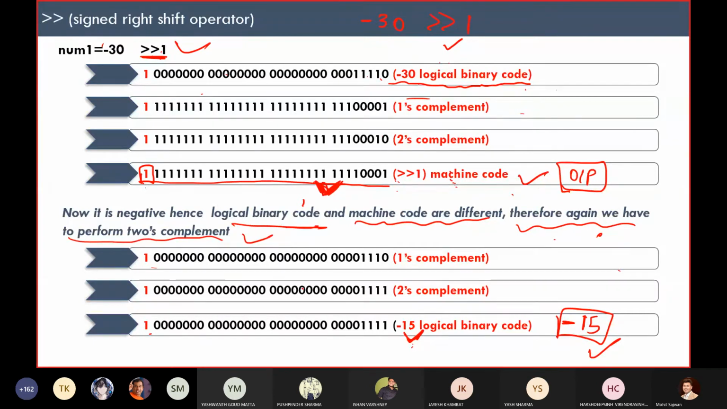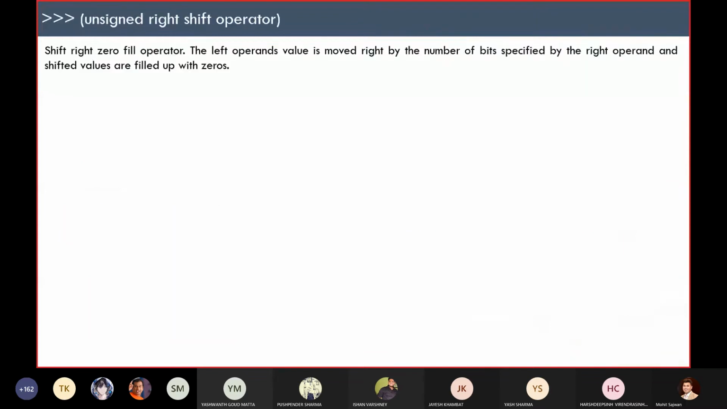And why are we performing 2's complement? Because we just want to understand what this number is. Logically we can understand that minus 30 is represented like this, but in Java it is represented like this. Similarly, this is the representation of a number in Java, but we don't know what this number is. So in order to make this number more understandable, we generally perform 2's complement, and the number we get is minus 50. This is very important, and you should keep it in your mind. Similarly, we also have the unsigned right shift operator.